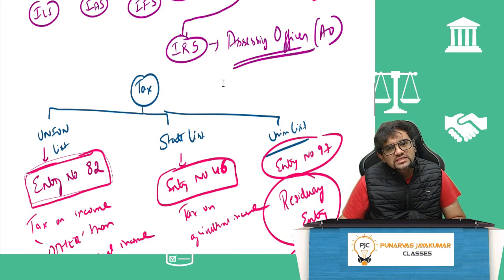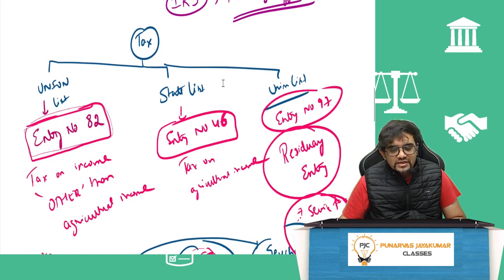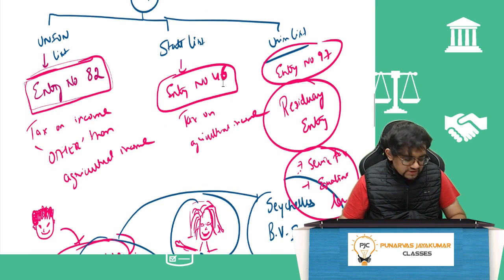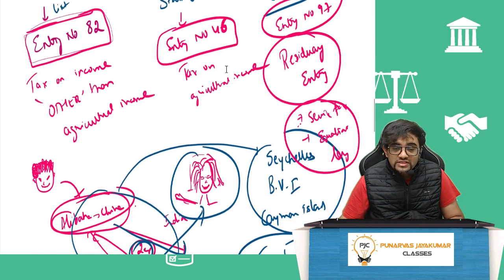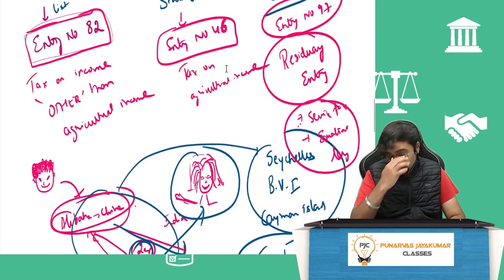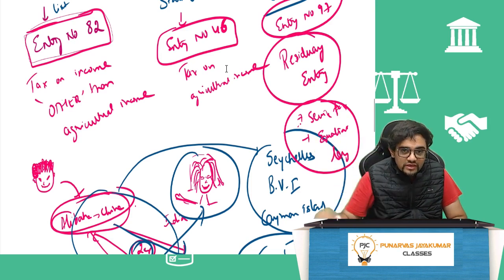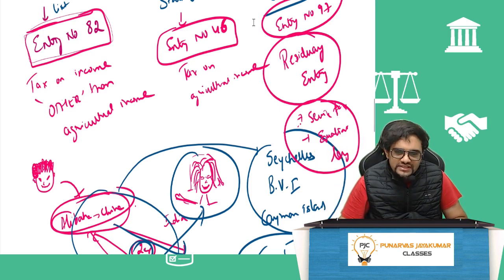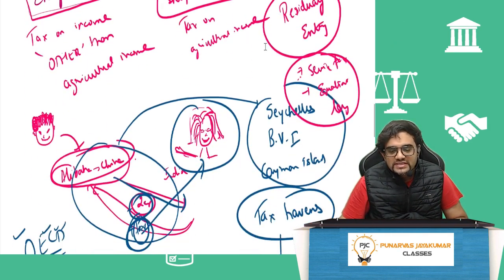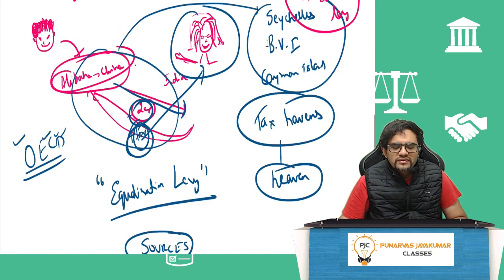As far as tax is concerned, it is divided into union list, state list, and residuary entry. Union list covers tax on income other than agricultural income, and state list covers agricultural income. Residuary entry is your service tax, because service tax was not covered anywhere else, it was not a tax on income if you think about it. So that came under entry number 97, and one more, equalization levy, also came under entry number 97. We saw what equalization levy is and how they were playing around with it in Seychelles, British Virgin Islands and other tax havens.